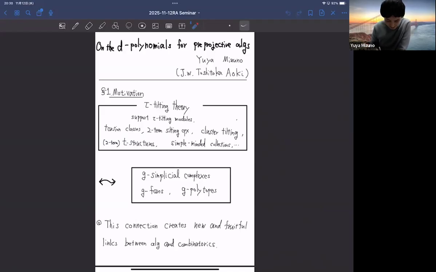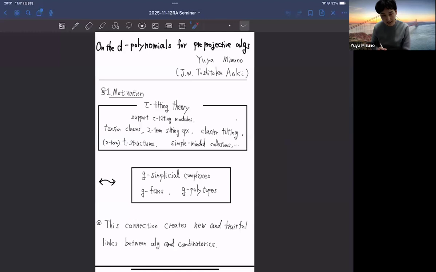it. And so today I'd like to talk about the d-polynomials and explain its property for proper preprojective algebras. This is a joint work with Toshitaka Aoki. So first, I will briefly explain the motivation behind this research.